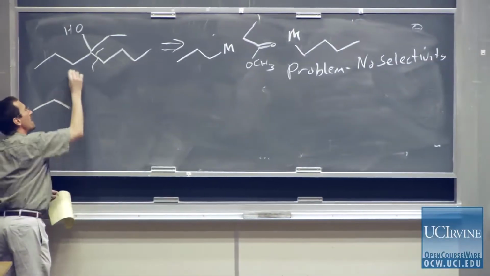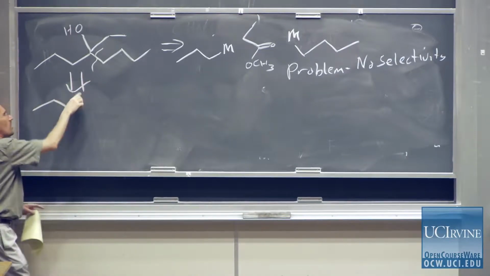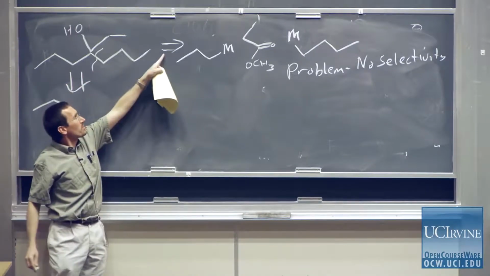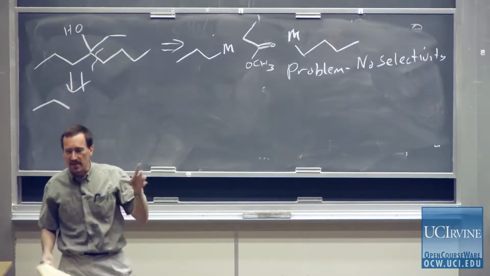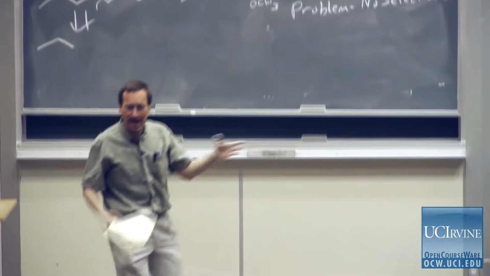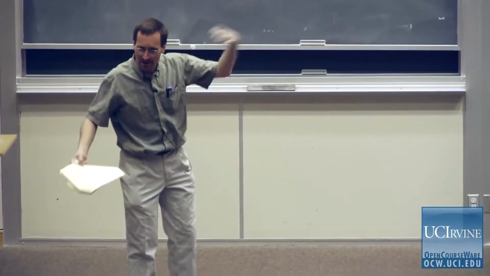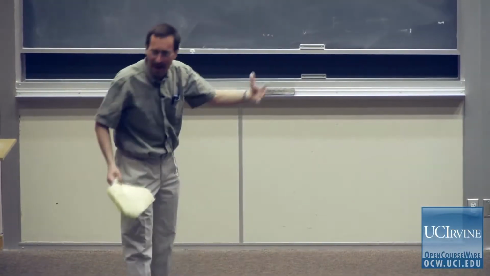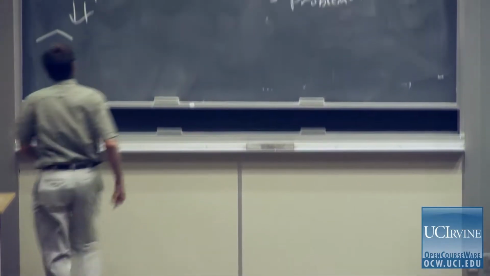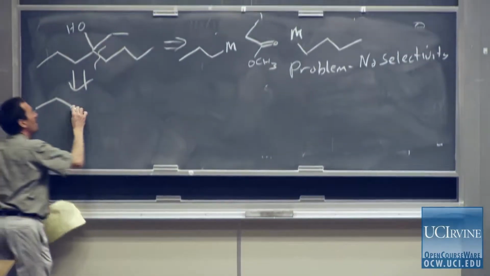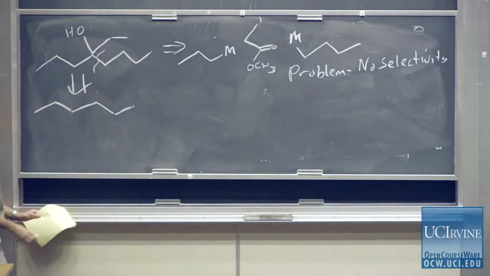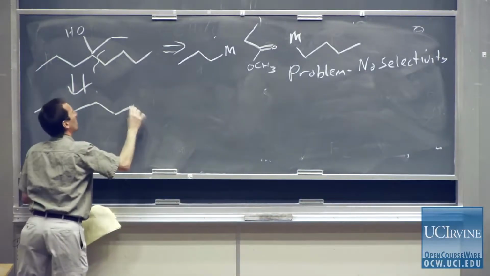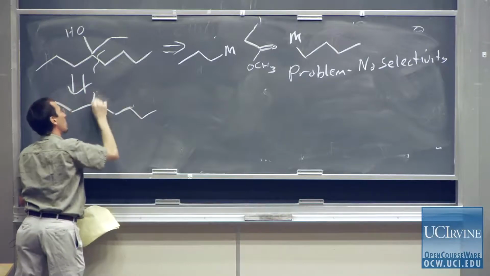So I'm going to use this arrow here. This big open arrow means a retrosynthetic arrow. It means a thinking backwards arrow. Organic chemists love arrows. Curved arrows, equilibrium arrows, resonance arrows. This is a retrosynthetic arrow. So I could envision going backward to this ketone.